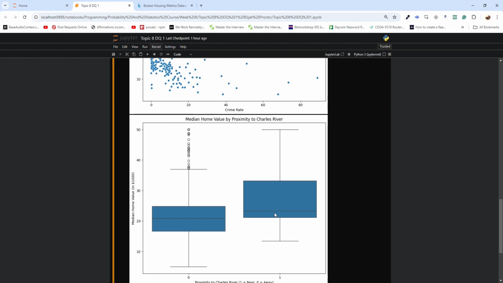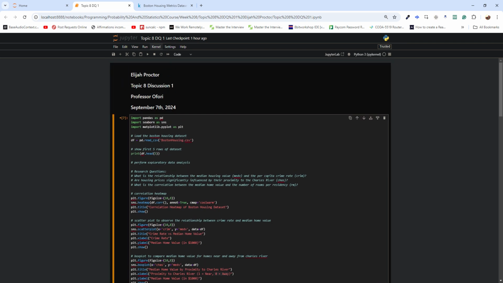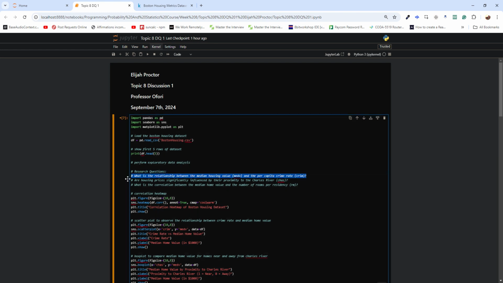Our box plot here shows the proximity to the Charles River. This shows that houses have a higher median value for those that are close to the Charles River compared to those that are far away from it. And so let's go back to our research questions and explain how we answered them.